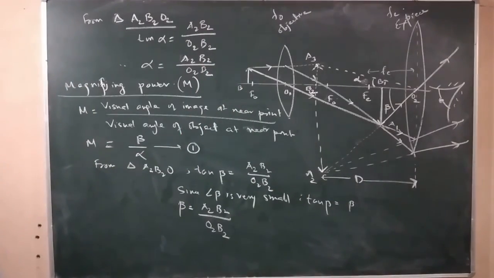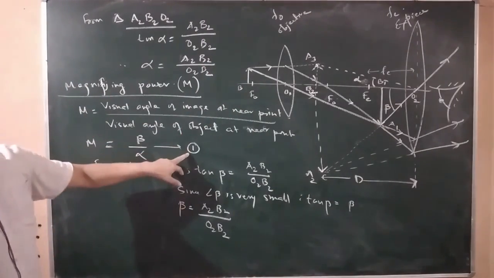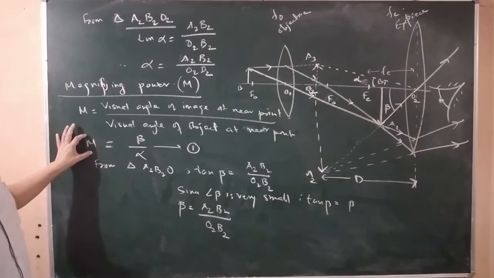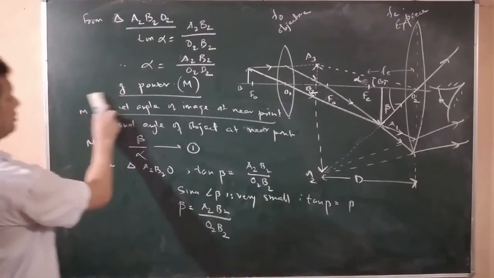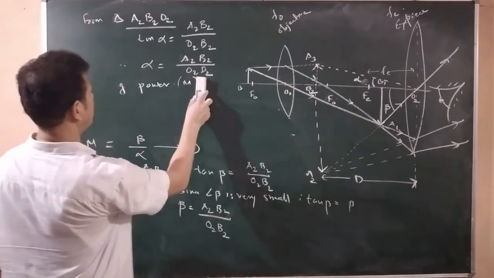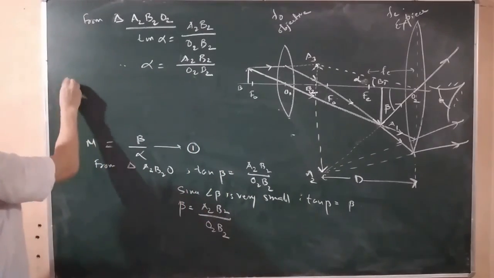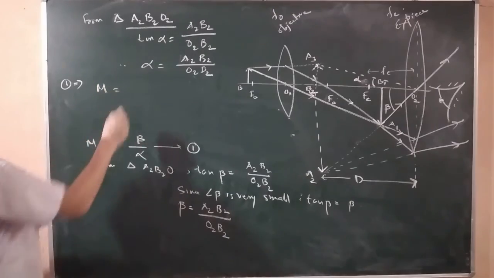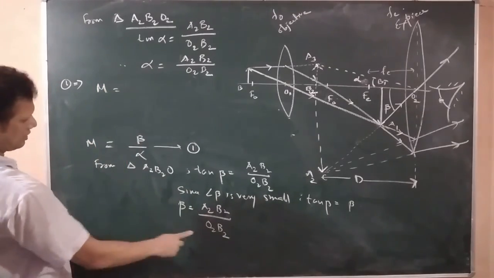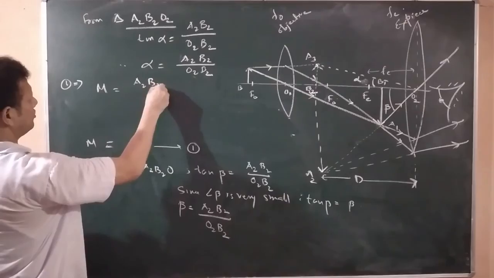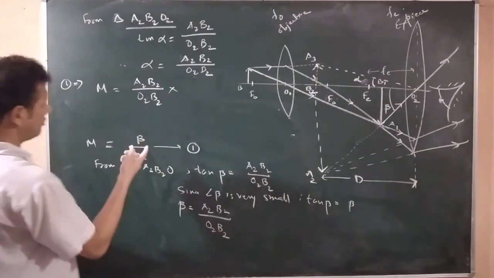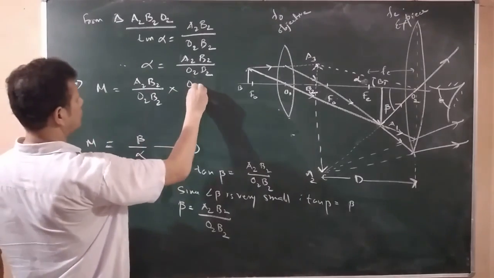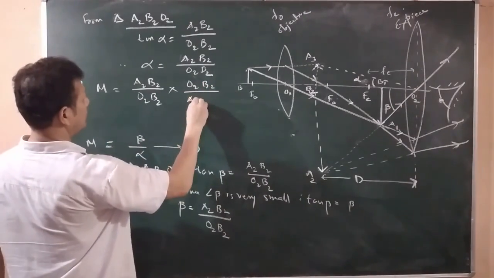Okay, so now you put the value of beta and alpha in equation number 1. Then you will be finding out m. Therefore, from equation number 1, m will be equal to beta by alpha. So for beta we write A2 B2 by O2 B2. Alpha is inverted, so it becomes O2 B2 by A3 B2.